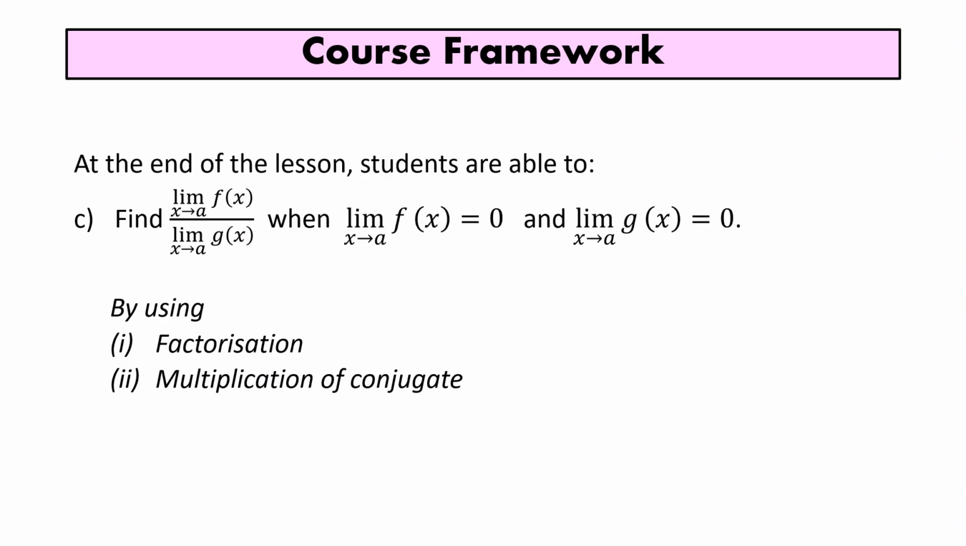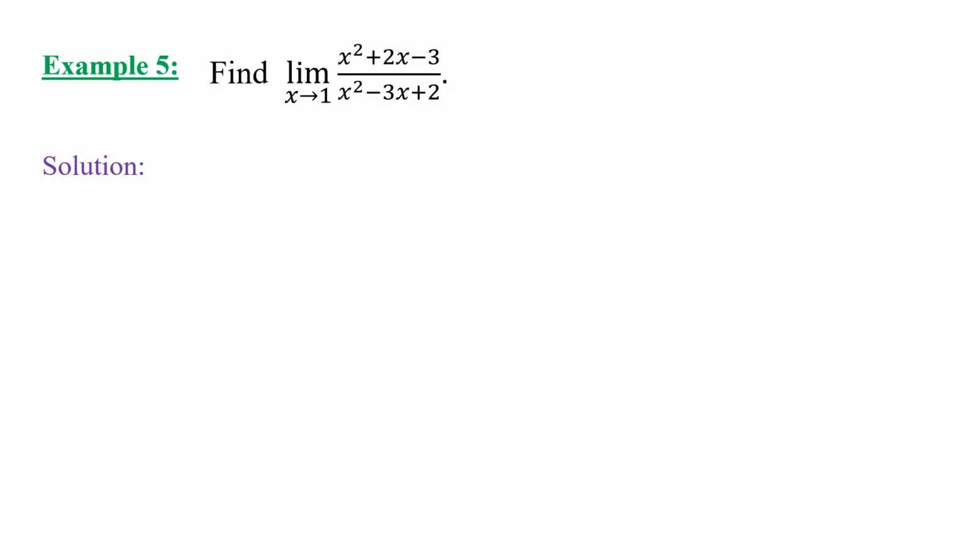Welcome back everyone. At the end of this video, you should be able to find the limit as x approaches a of f(x) over the limit as x approaches a of g(x), where we get the case of 0 over 0. There are two methods to solve it. The first is by using factorization, and the second is by using multiplication of the conjugate.